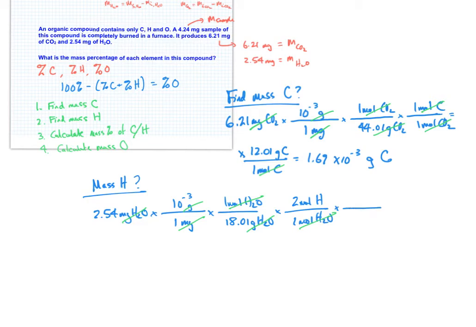And then to find the mass, I'm going to multiply by the molar mass of hydrogen, 1.008 grams of hydrogen for every 1 mole of hydrogen. Note, this is not H2, this is H, because we're only interested in the hydrogen. This isn't molecular hydrogen, this is atomic hydrogen. So if I do this calculation, this comes out to be 2.85 times 10 to the minus 4 grams hydrogen.